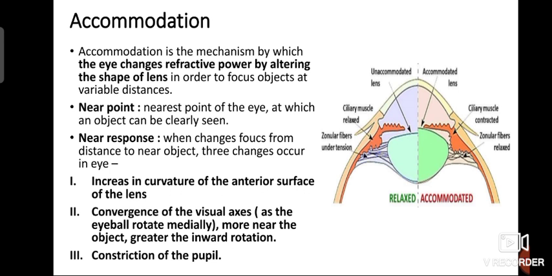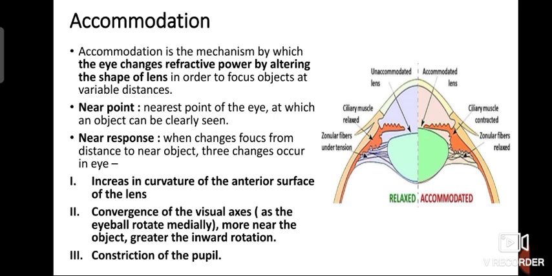Now the accommodation. Accommodation is the mechanism by which the eye changes refractive power by altering the shape of the lens in order to focus objects at variable distance. Near point is the nearest point of the eye at which an object can be clearly seen. So now let's see what happens in the accommodated eye and the normal eye.